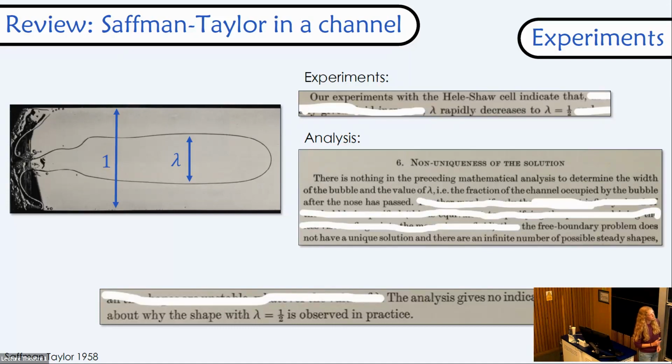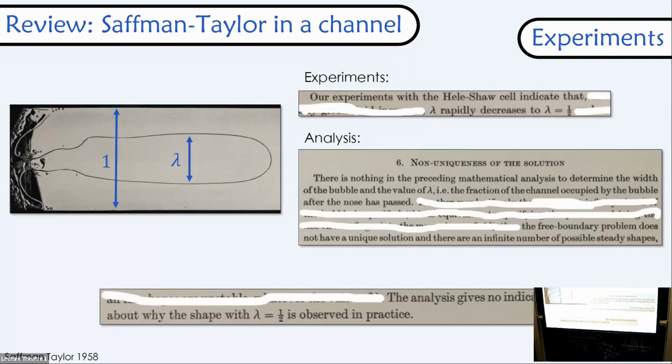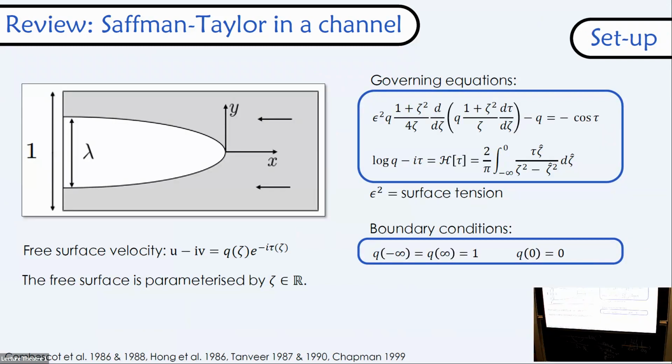And these are some quotes from their paper. Firstly, from the experiments, they see that lambda is pretty much a half in all the experiments. Secondly, they do some analysis, some asymptotics. And what they observe there is that the solution appears to be non-unique. In particular this last sentence here sums up this mystery, where they couldn't quite resolve this, and that then led to lots of other people working on this problem. So I'll continue to some of the slightly later work and review some of this.